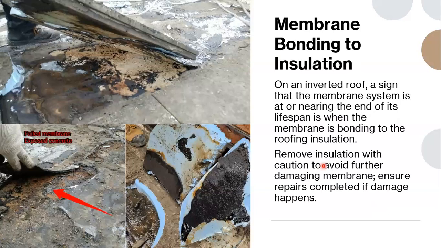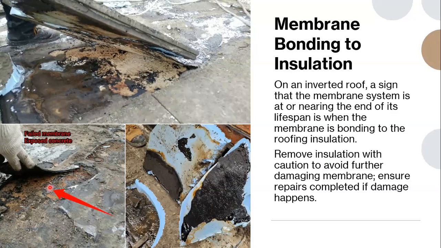So again, something that's more specific to an inverted or protected roof system would be cases where the membrane is bonding to the insulation. Typically, if it's bonding to the insulation, that means that it's not going to be bonded well to the concrete. And in a lot of these cases, when the insulation is being lifted up, if it is bonded to the membrane, like we can see here, it is very susceptible to pull up the membrane off and leave the concrete exposed, which of course is not good.